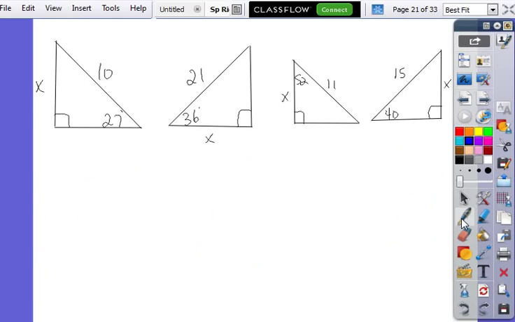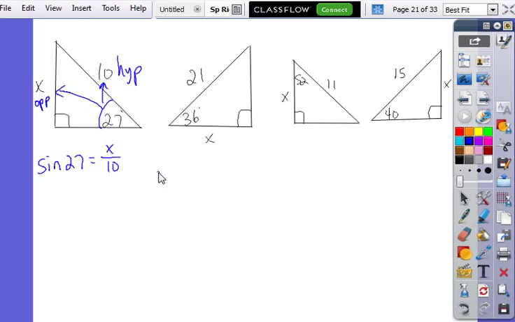So if I'm looking at this 27 right here, what side is that? Opposite, adjacent, hypotenuse. That's opposite. And what side is this? Hypotenuse. All right, so there's my hypotenuse. If I'm looking at opposite and hypotenuse, which rule is that? Sine. So the way you write it is sine of 27. The angle always goes with the sine or cosine. Equals the opposite over the hypotenuse. Opposite is x, hypotenuse is 10.